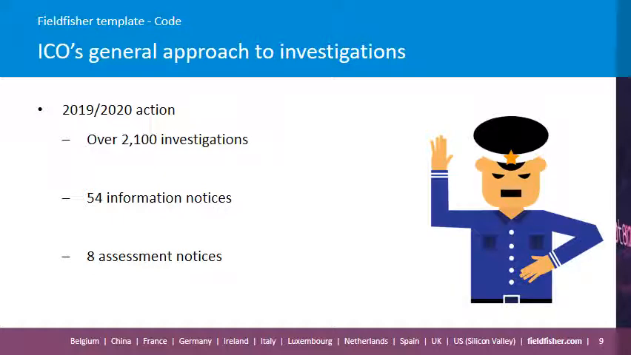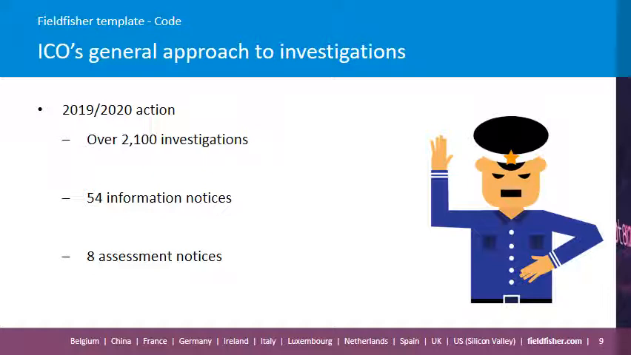So that's some of the more formal elements of the ICO's investigative processes. But in practice, what action does the ICO take in relation to organizations? This is taken from the regulator's 2019-2020 annual report, in which it set out that it conducted over 2,100 investigations. There were 54 information notices issued, and 8 assessment notices were also issued.